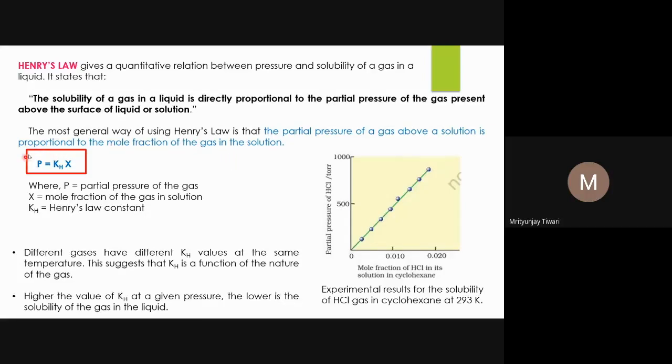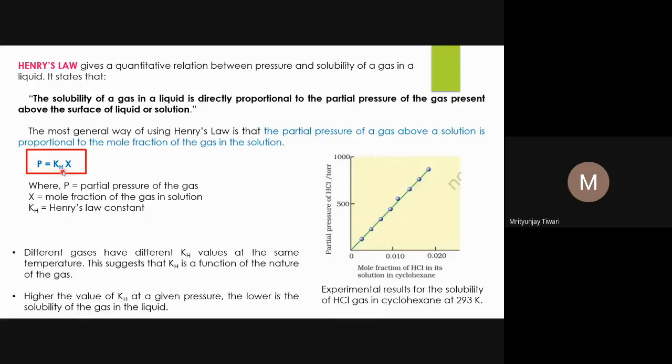Suppose the partial pressure of a given gas above the solution is P. It will be proportional to the mole fraction. And what is mole fraction? We know the mole fraction is the number of moles of a solute divided by the number of moles of all the components. In the case of a binary solution, it will be the number of moles of solute plus the number of moles of the solvent. So P will be proportional to the mole fraction X of the gas, and the gas is the solute here. Now, to remove the proportionality, we need to add a certain constant to make this equal.